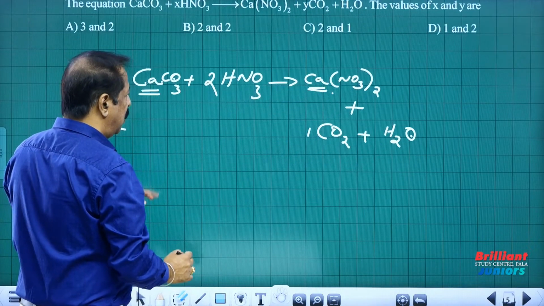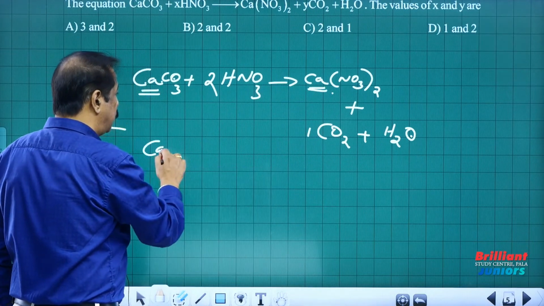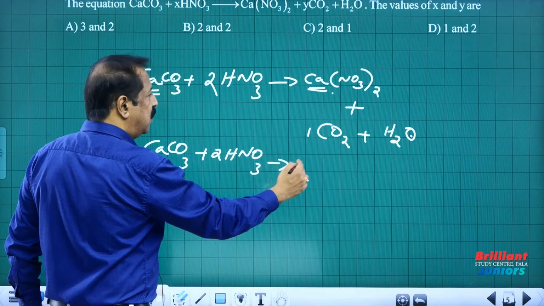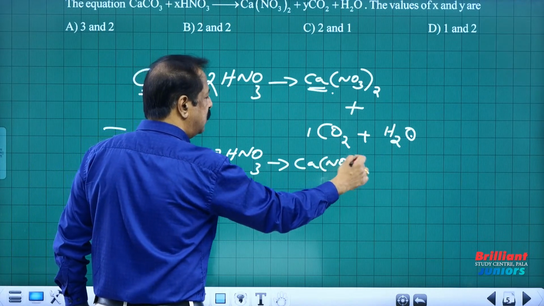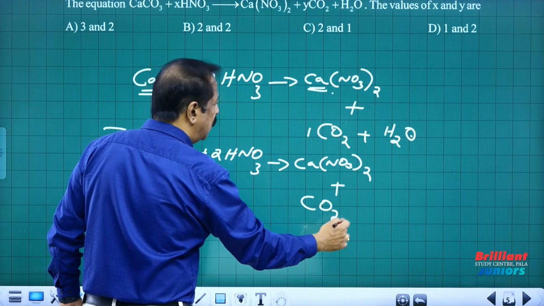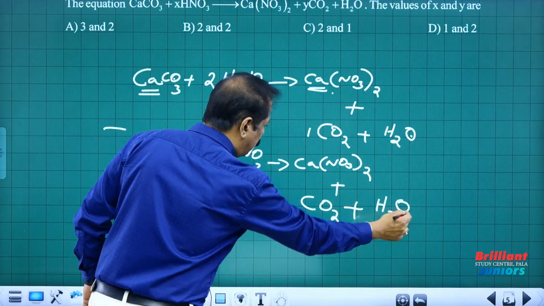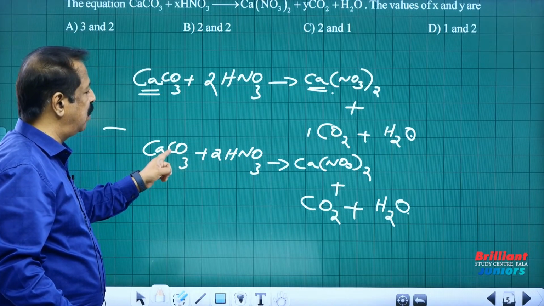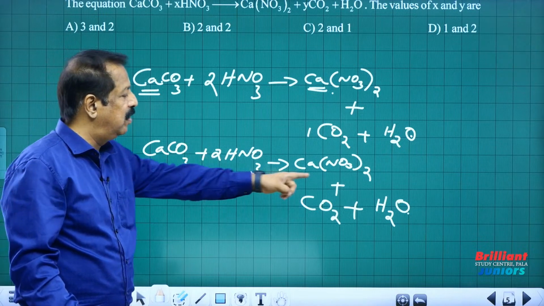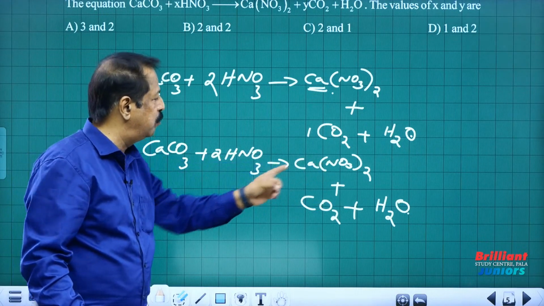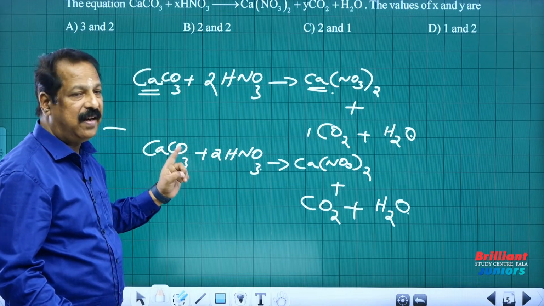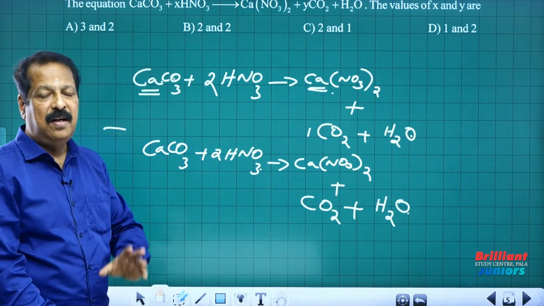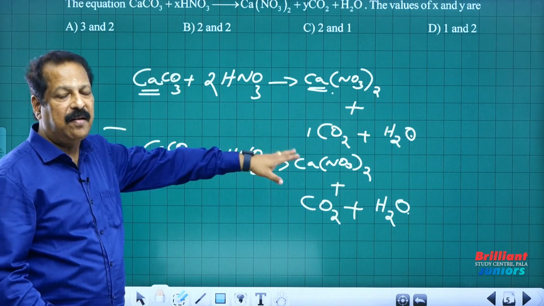So the equation is CaCO3 plus 2HNO3 gives Ca(NO3)2 plus CO2 plus H2O. Now the entire equation is balanced. Calcium one, carbonate CO3 one carbon, here one carbon, and here 2H, nitrogen 2, oxygen 2 3s are 6, 6 plus 3 is 9, and here 2 3s are 6, 6 plus 2 is 8, 8 plus 1 is 9. So all the atoms on the left-hand side and right-hand side are balanced.